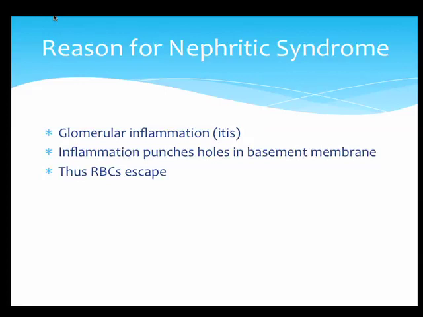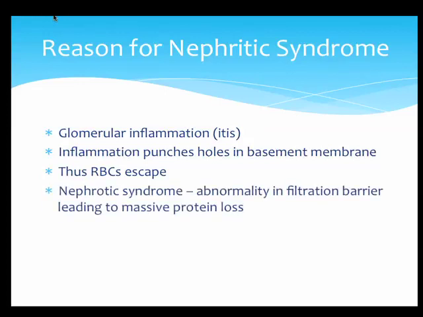into the urine. This is in marked contrast to nephrotic syndrome, which, as you know, is due to an abnormality in the filtration barrier, which leads to loss of massive amounts of protein in the urine, but usually few, if any, red cells. So nephritic and nephrotic syndrome are defined primarily by findings in the urinalysis.